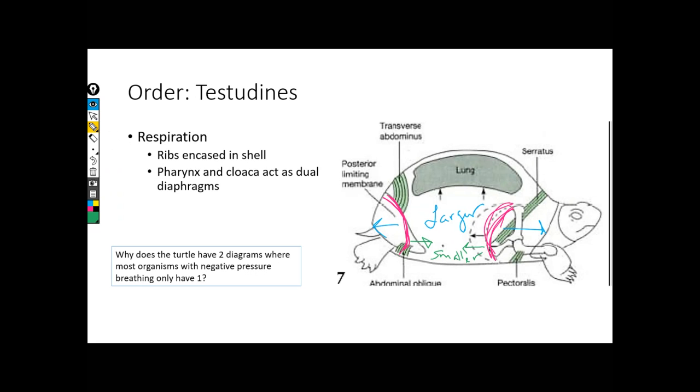So we still follow all of our rules from negative pressure breathing. We're just doing it with a butt membrane, right? Instead of our rib intercostals, because we can't use our rib intercostals.